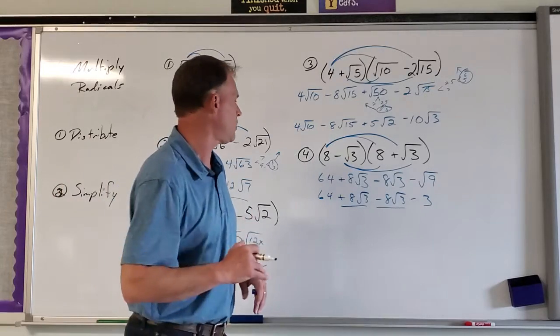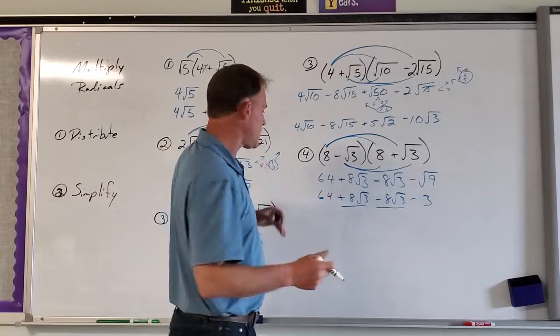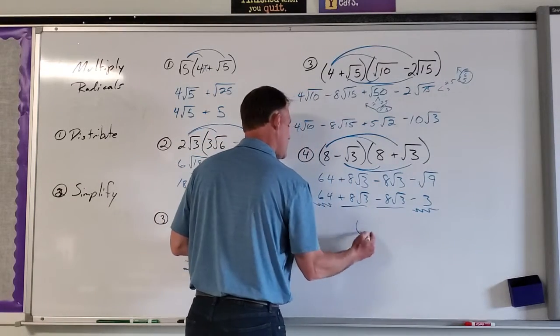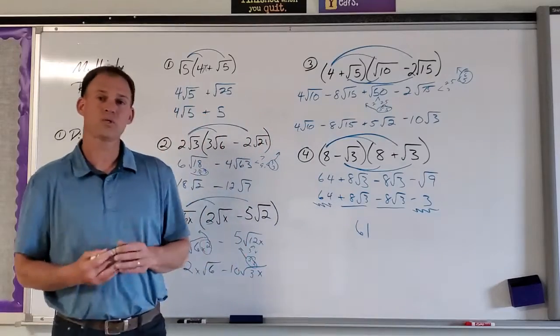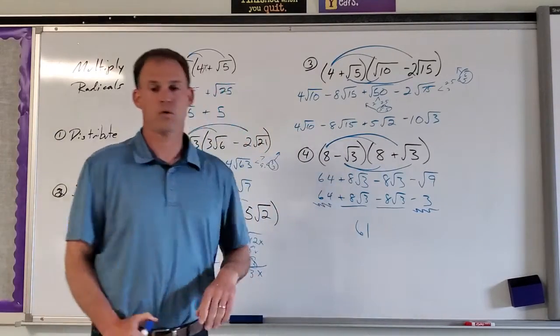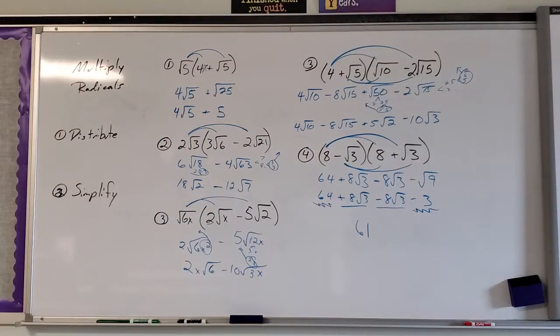Remember from a couple days ago. So 8 root 3 minus 8 root 3, that's 0. No root 3's left. And I got a 64 and a minus 3. So my answer here is just plain old 61. All right, pretty cool. All that turned into a whole number 61. Who'd have thunk it? Questions, speak up.